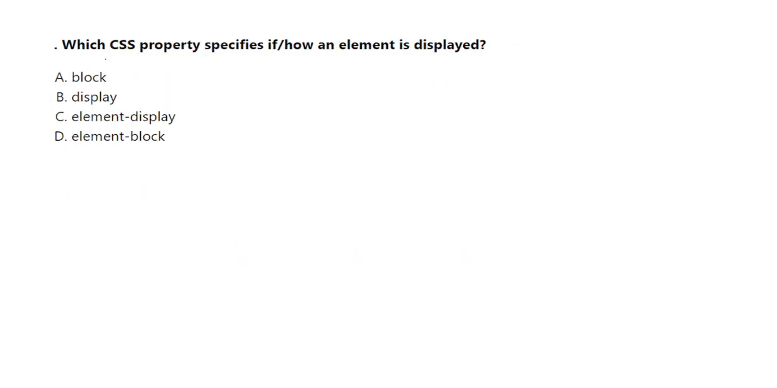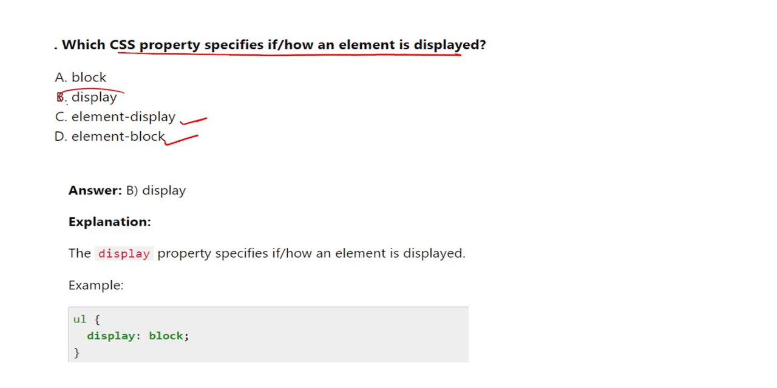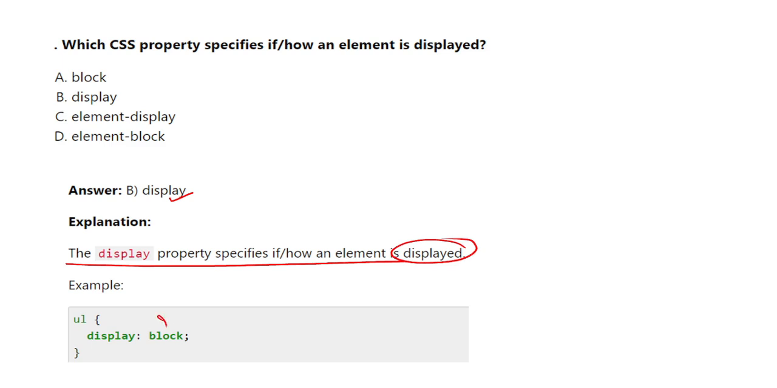Correct? Next question is: which CSS property specifies how an element is displayed? The options are block display, element display, or element block. So the correct answer is display. Many students get confused over here and select the option element display. That is not the correct answer at all. The display property specifies how an element is displayed. Display: block. You can use any other value.